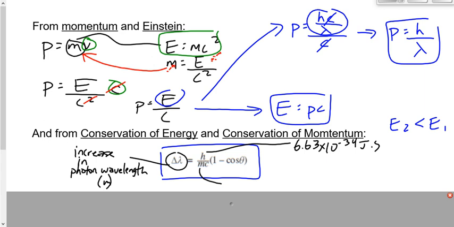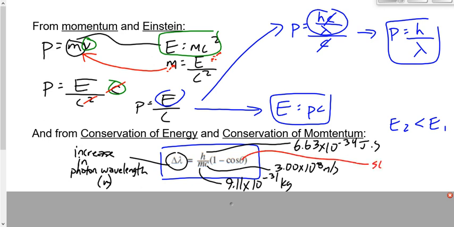Mass of what? Well, you've got two photons and you've got an electron in here, right? What mass do you think you're going to use? The mass of the electron, 9.11 times 10 to the minus 31 kilograms. c is the speed of light, 3.00 times 10 to the 8 meters per second. And theta is the scattering angle of the photon, so the angle at which the photon scatters, in degrees, of course.